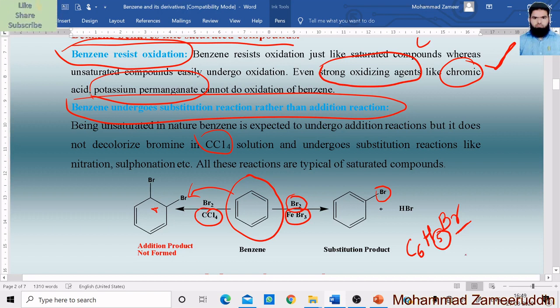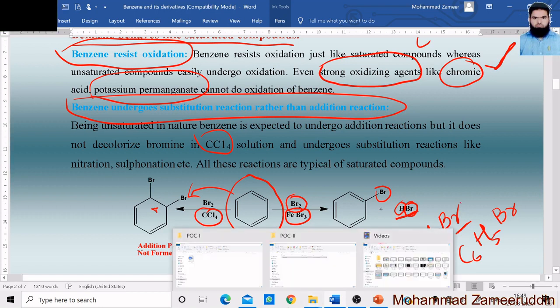Here one hydrogen is replaced with the bromine atom, and this is called substitution. C6H6 should have been the formula of benzene, it has H6, but here one hydrogen is replaced, that's why H5. This bromine atom is attached in place of the one hydrogen, and this hydrogen and one bromine atom form HBr, hydrogen bromide. So this is the bromobenzene and this is hydrogen bromide.